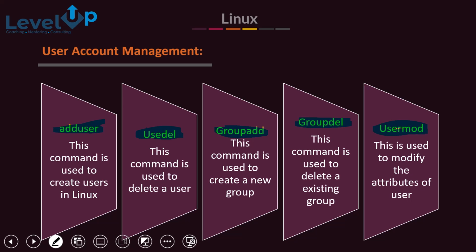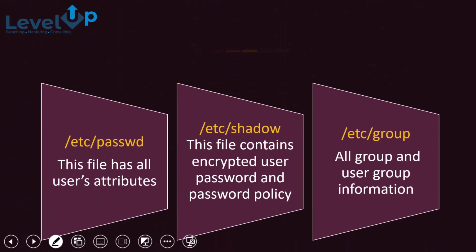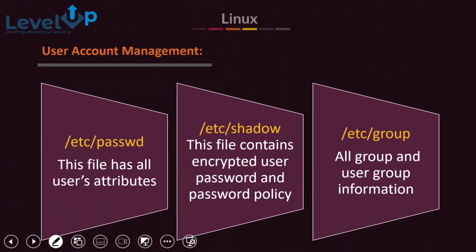Now, let us say we created a user by using adduser. Where is that information stored? Or let's say I created a group, where is that information stored? Whenever we use these five commands, there are three files which will be modified, created, or updated. Those files are /etc/passwd. It is not password, the file name is passwd. So whenever we create a user, that information would be updated in this particular file.